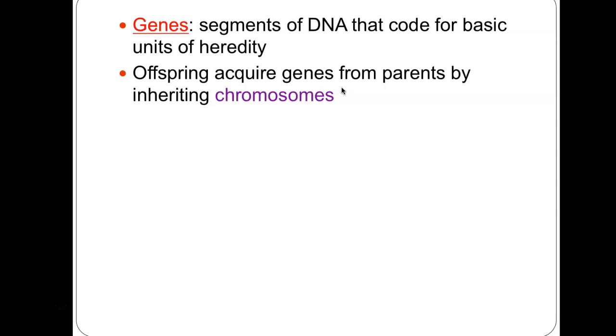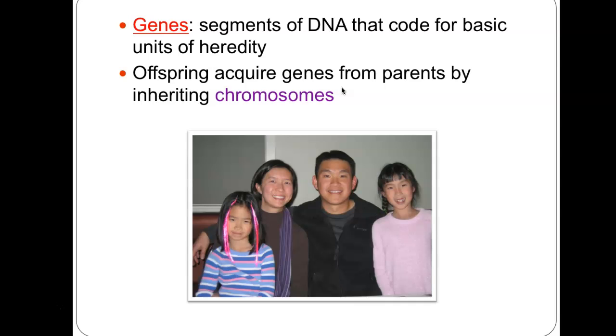Offspring are going to acquire genes from their parents by inheriting chromosomes. And this is just a picture of a family, and what we would discuss is the similarities and differences between the parents and the children. But basically, what I'm trying to get across to you here is that genes are passed down from parent to offspring. But it's not like asexually reproducing organisms where one parent is going to be identical to one of the children. There's a mixture of the two, right? And so we're going to talk about why that happens.